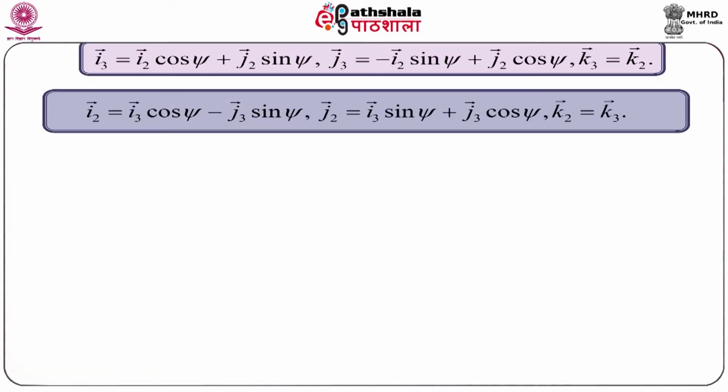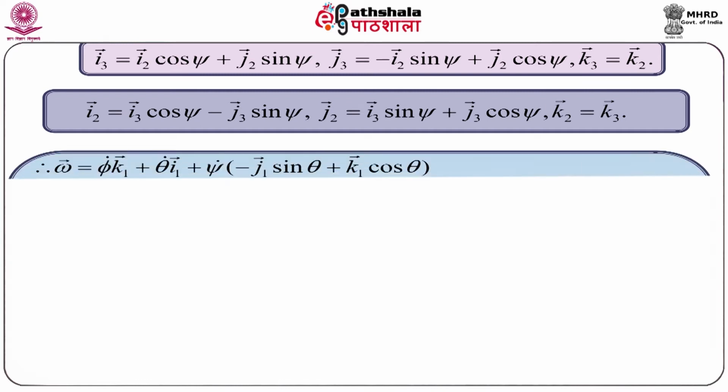From equation 9.13 we have this matrix. This gives I3 vector equal to I2 vector cos psi plus J2 vector sin psi, J3 vector equal to minus I2 vector sin psi plus J2 vector cos psi, K3 vector equal to K2 vector. Similarly, we can get the inverse transformation which is given in the last line.